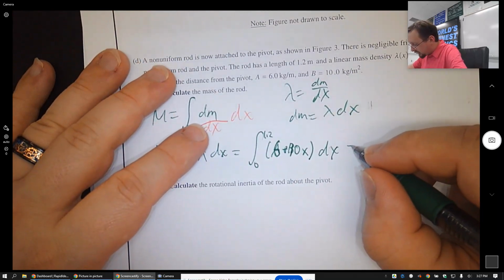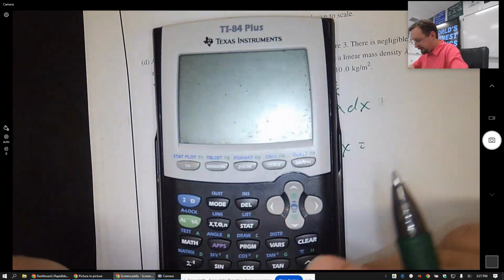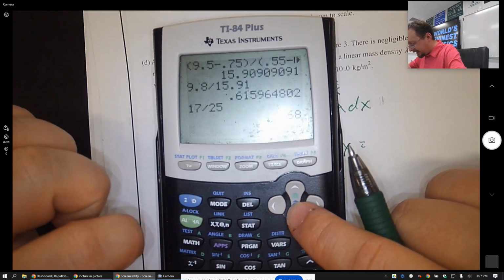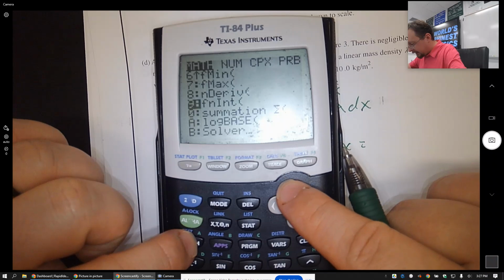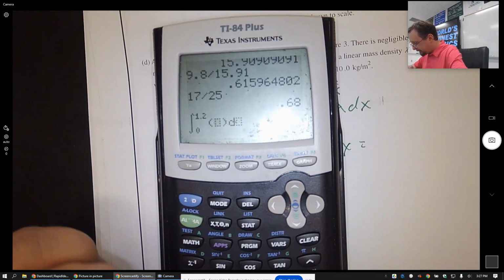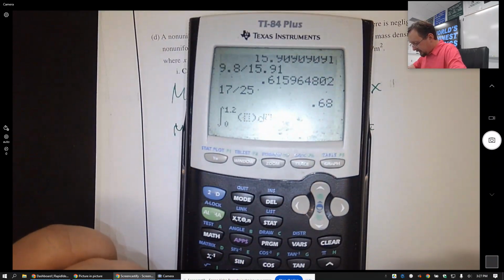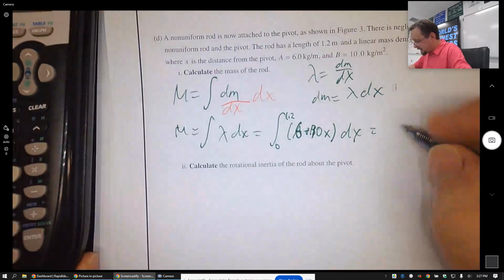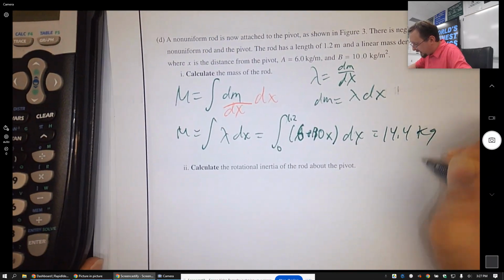Okay, so I got a calculator. I'm not going to do this by hand. Okay, let's use function numerical integration, 0 to 1.2, of 6 plus 10x dx. Okay, 14.4 kilograms.